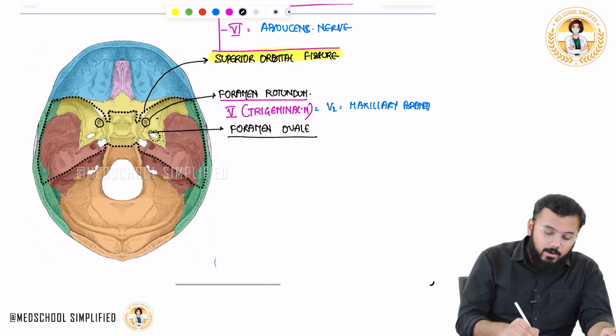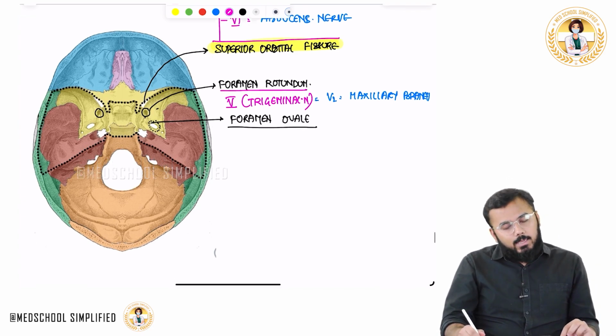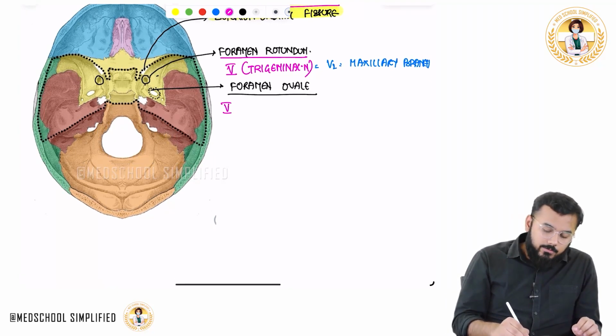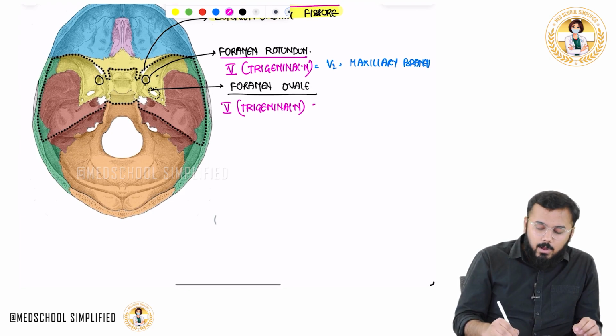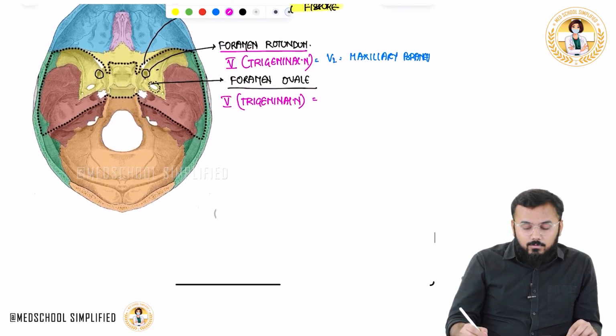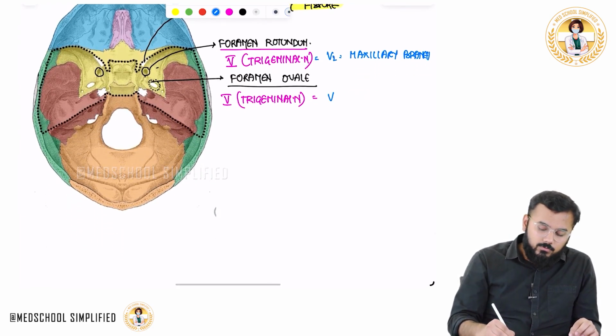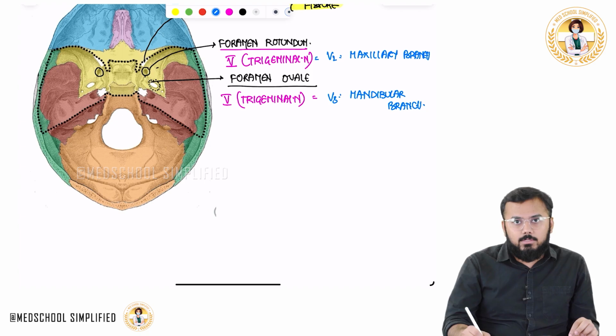From the foramen ovale, what is the nerve that is coming out? Again the same, the fifth pair of cranial nerve, trigeminal, but this time you know the answer now, which nerve should come out of this. V1 is already done, V2 is already done, now the leftover one is V3, that is your mandibular branch. The mandibular branch is coming out of this.